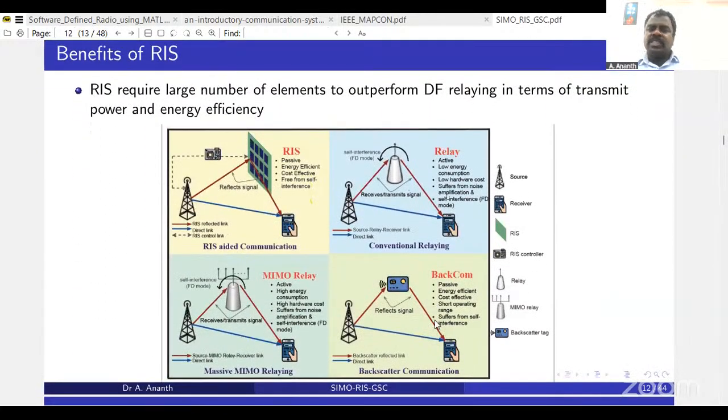So coming to the advantages of RIS. As I told earlier, we had some techniques to provide coverage or proper signal strength where there is some blockage. One such technique is the relaying technique. Again, you can do relay using a single transmit antenna, or you can perform it using multiple transmit antennas. So that's what you can see here, relay and MIMO relay.